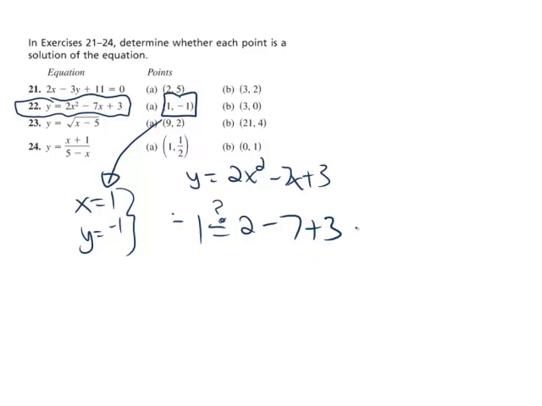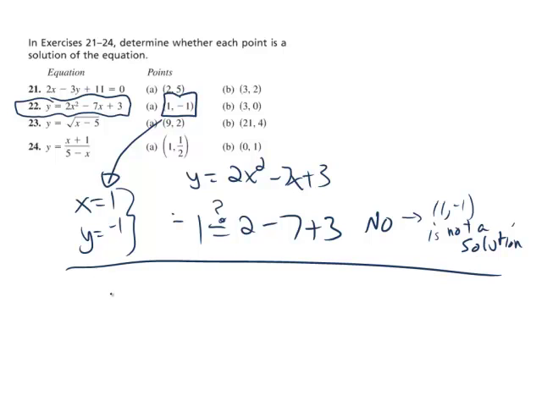So when it's a no, then that is not a point. So 1, negative 1 is not a point on the graph of that shape, whatever it is. We'll find out later that it's a parabola. Let's say it's not a solution. The other point might be, just because one point isn't doesn't mean the other one isn't.